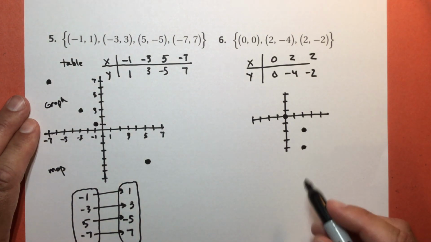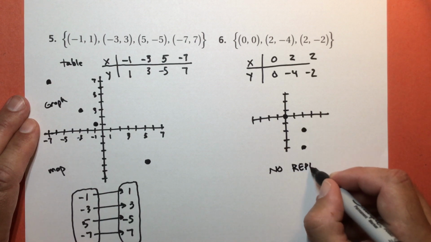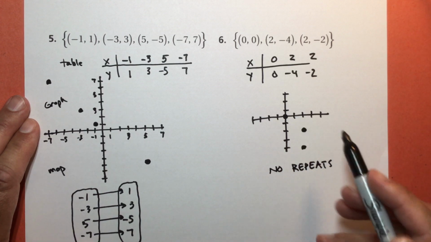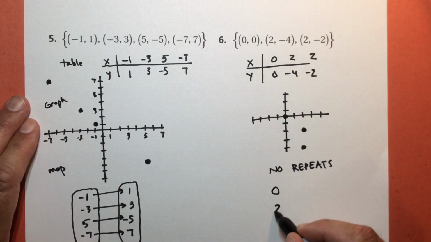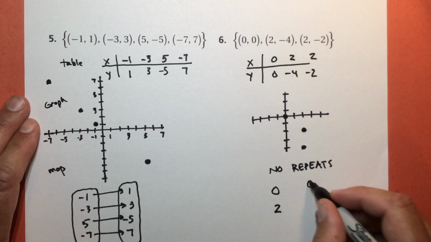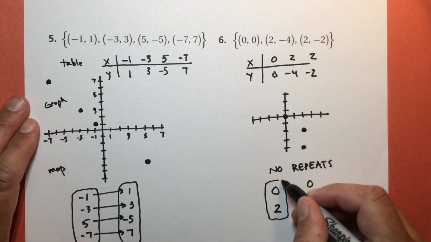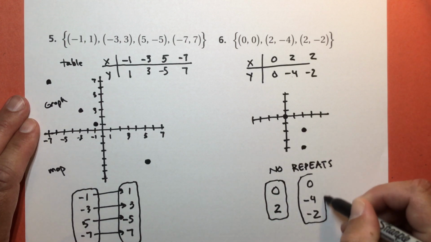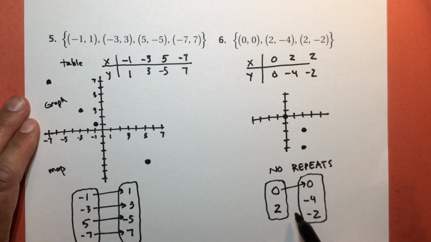And for my map, remember, no repeats. Because if I look at my x's, I've got a couple of 2's in here, so I'm only going to write it once. 0, 2. For my y values, I got 0, -4, -2. So let's draw those boxes around it. 0 goes to 0, 2 goes to -4, and 2 also goes to -2.